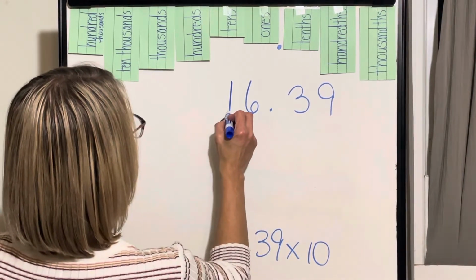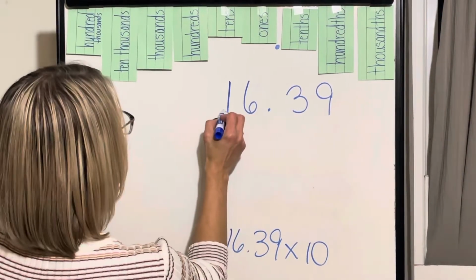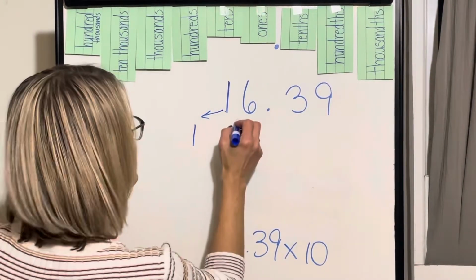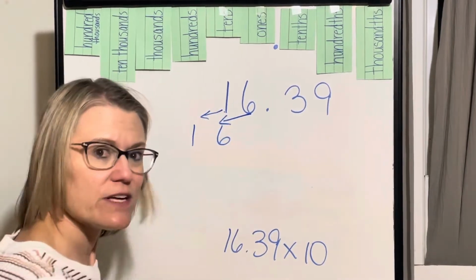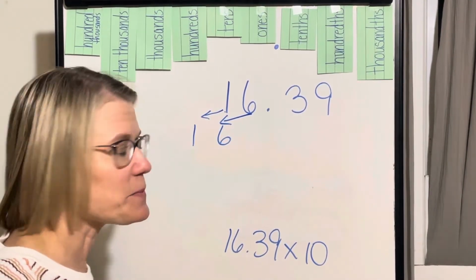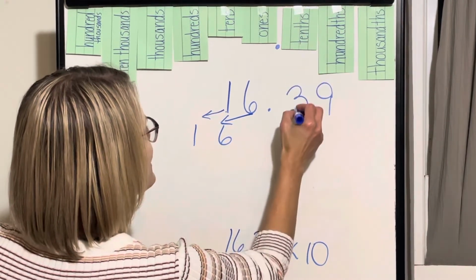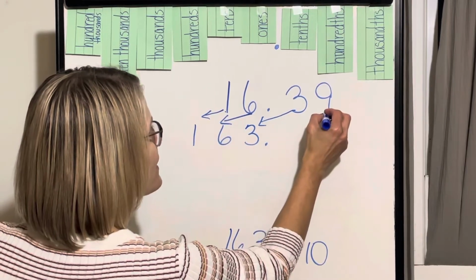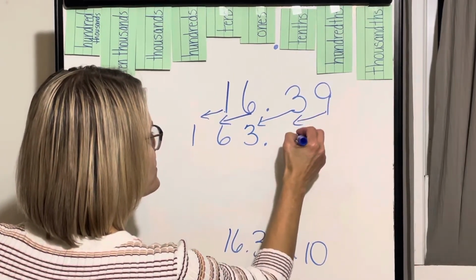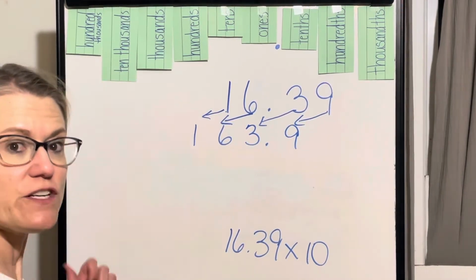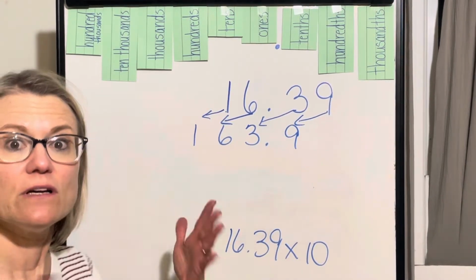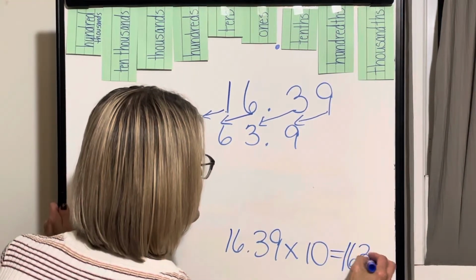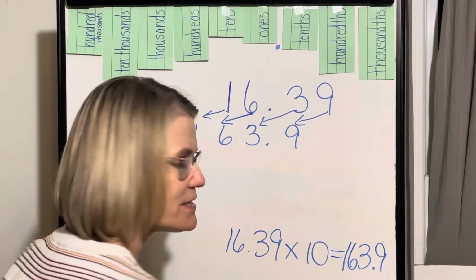So the 1 is no longer in the tens, it moves to the hundreds. The 6 is no longer in the ones, it moves to the tens. Notice how everything's shifting? See how the 10 has power? Then the 3 in the tenths moves across the decimal to the ones, and the 9 in the hundredths moves to the tenths. So everything shifts one place to make the number larger. So the new number is 163 and 9/10.